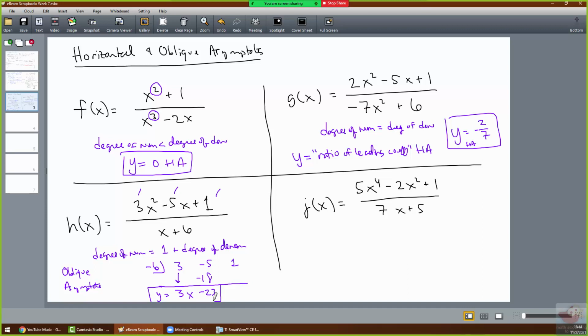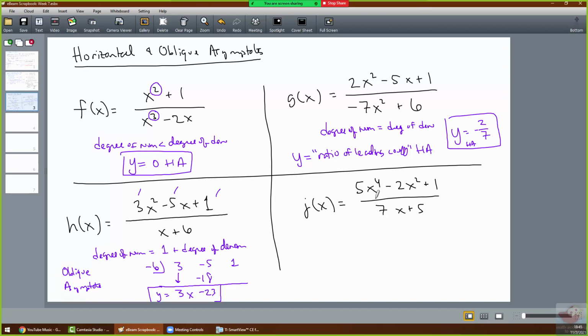So again, if the degree of the numerator is exactly 1 more than the denominator, oblique, and then use division to find it. So if you remember on your midterm, number 14, you had to do long division because it was a cubic divided by a quadratic. And then, if I remember correctly, the quotient was x plus 5. So then the oblique asymptote would have been y equals x plus 5. So the oblique is the only one you have to do work on.